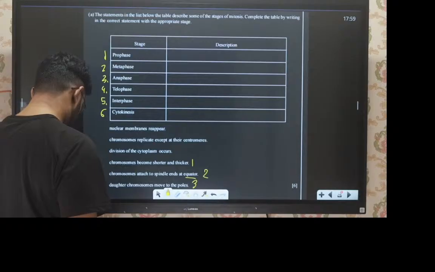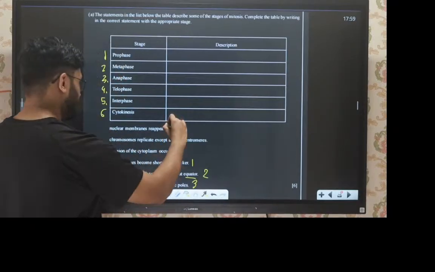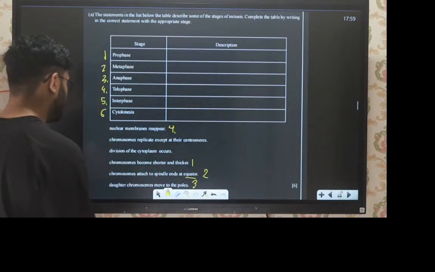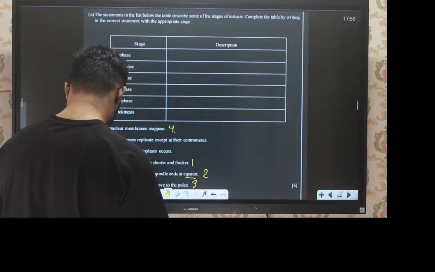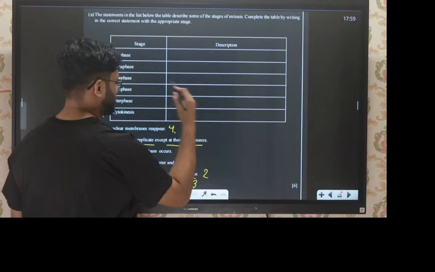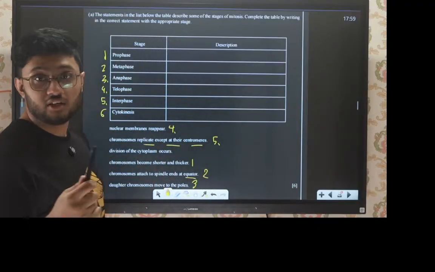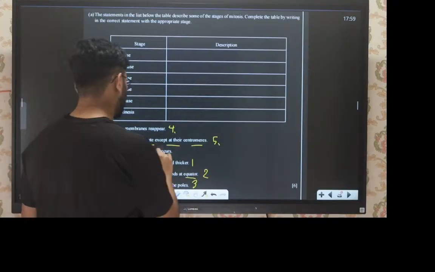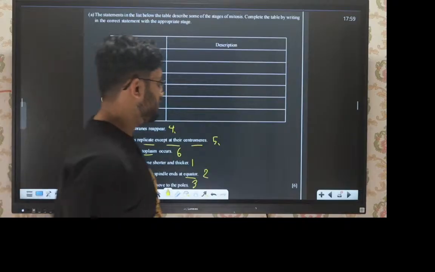And then what happens in telophase? Nuclear membrane reappears. So 4. And then what happens in interphase? Chromosomes will replicate except at the centromere. So that's the most accurate answer I can think of. And obviously cytokinesis is the division of the cytoplasm. So 6. Alright, let's move on.